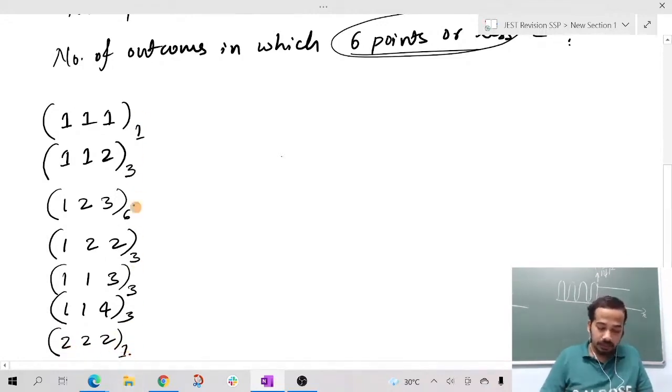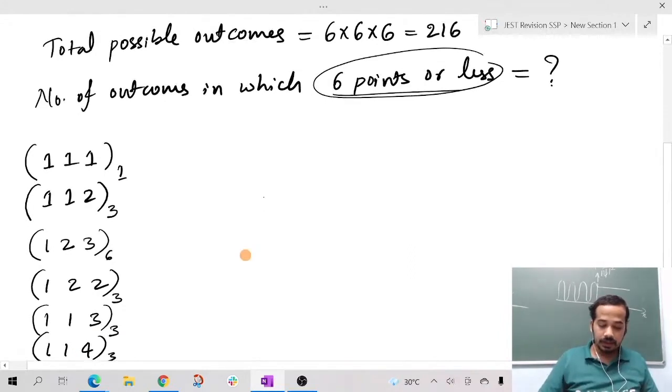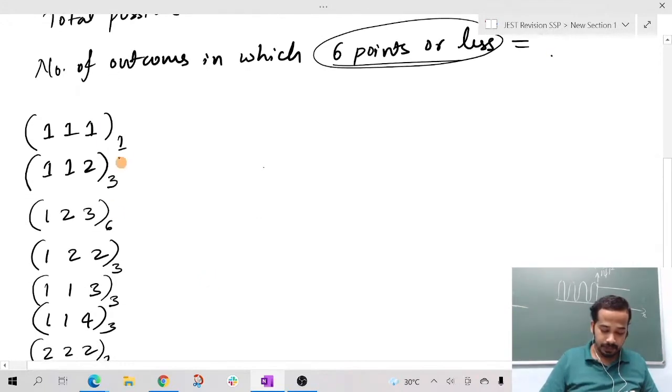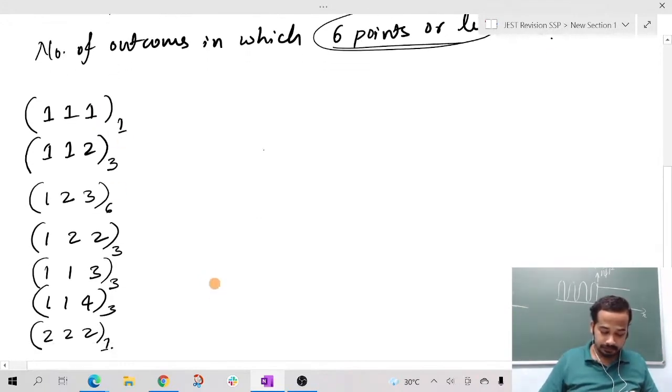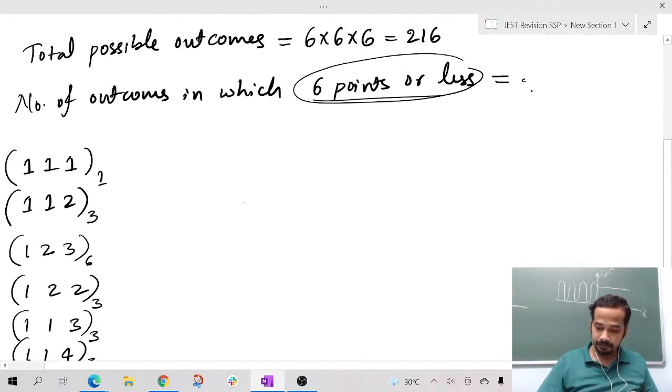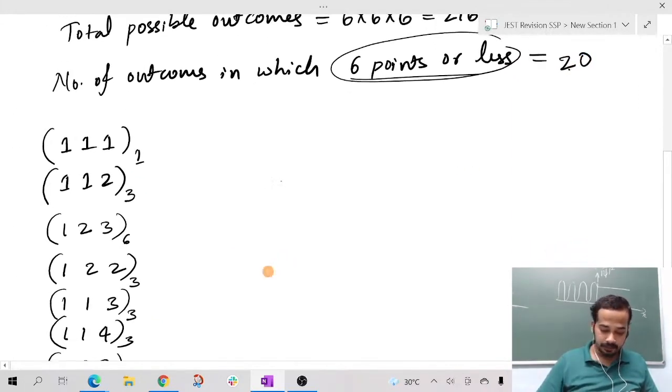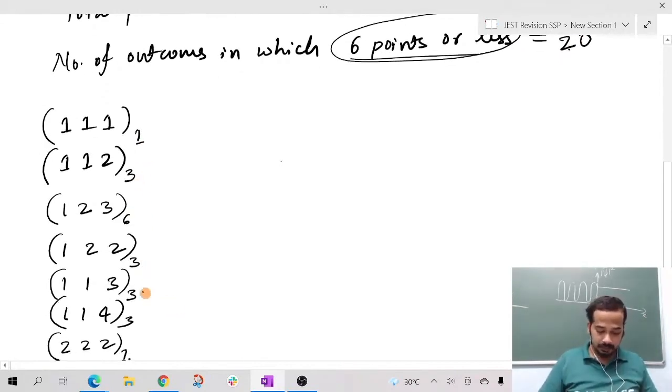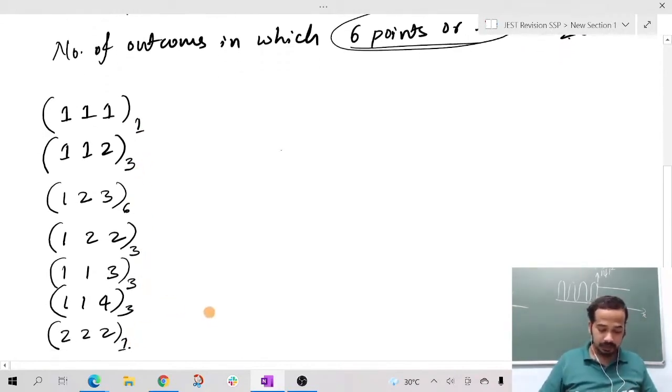Can you count the total number of permutations? That is nothing but the number of outcomes here. So can you count here? So 10, 20, is that okay? 6 plus 3 plus 1, 10, 3 plus 3 plus 3, 9 plus 1, 10, total 20.